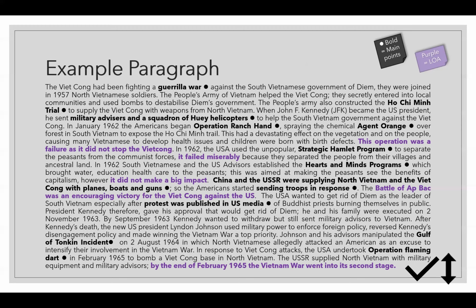In January 1962, the Americans began Operation Ranch Hand, spraying the chemical Agent Orange over forests in South Vietnam to expose the Ho Chi Minh Trail. This had a devastating effect on the vegetation and on the people, causing many Vietnamese to develop health issues, and children were born with birth defects. This operation was a failure as it did not stop the Viet Cong.